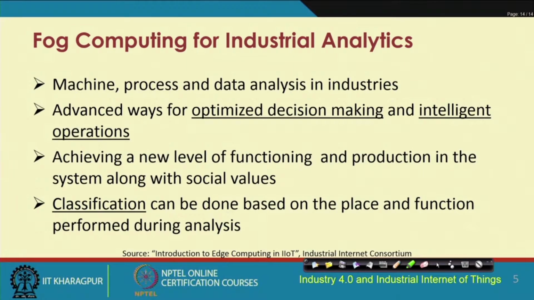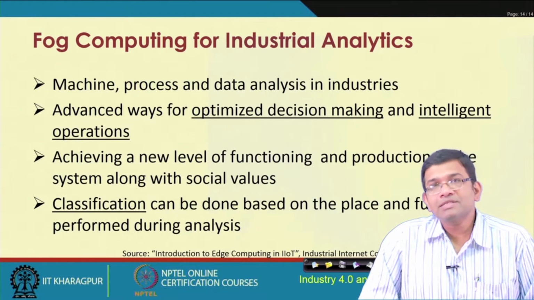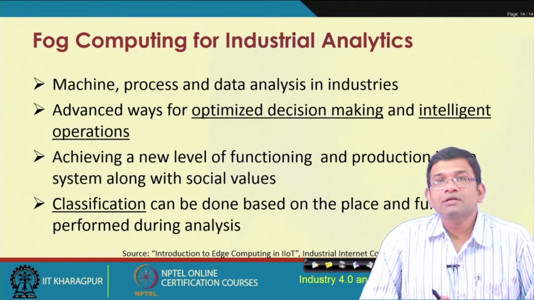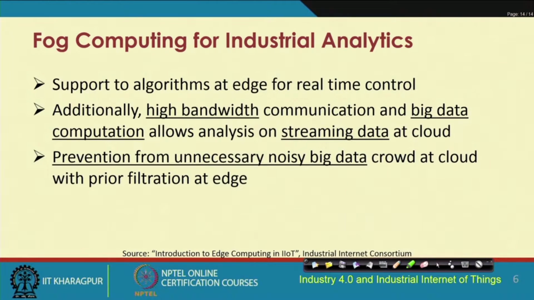Fog computing helps in improving the performance of machines, processes, the data analytics and so on, and helps in optimizing decision making. Intelligent operations can be performed with the help of fog computing, and different features such as data classification, of the data coming through from the same source maybe, and trying to segregate that kind of data. This can also be done with the help of fog computing. Fog computing has support for different algorithms that can be executed at the edge for real time control.